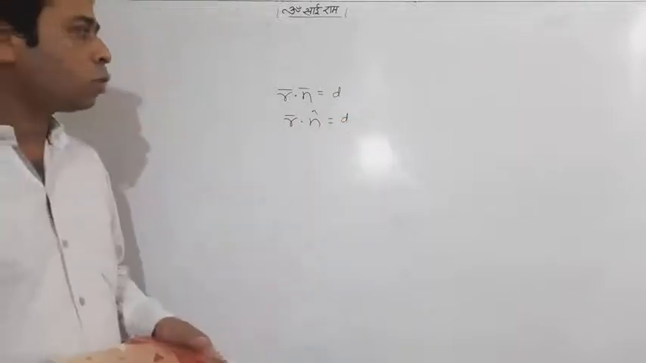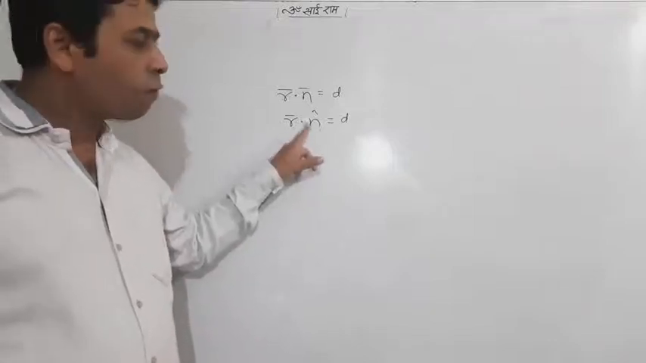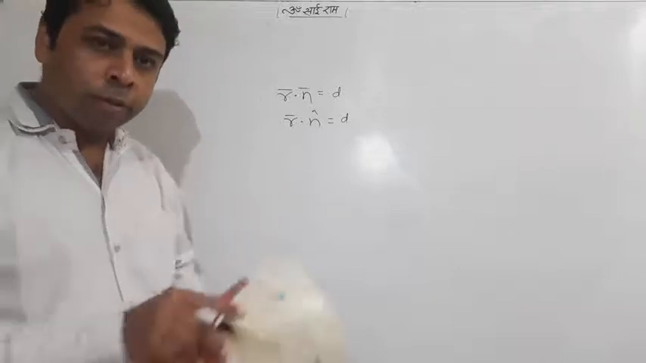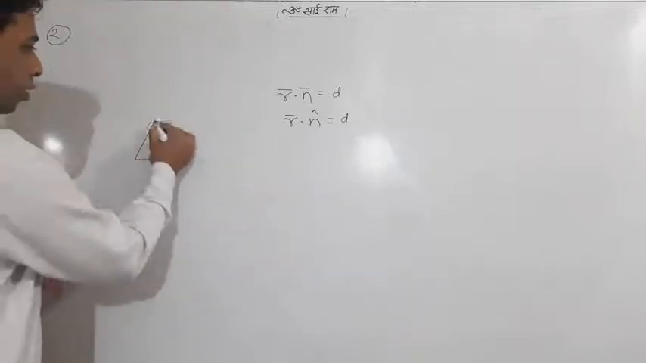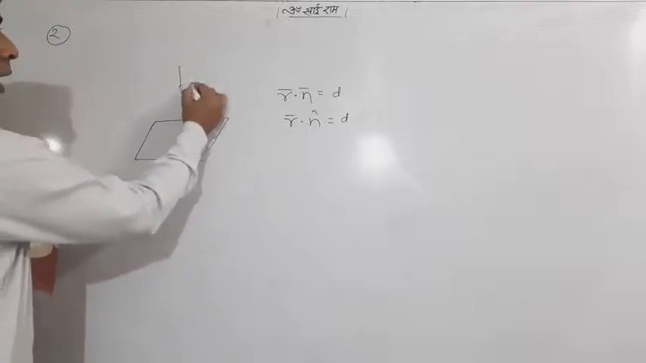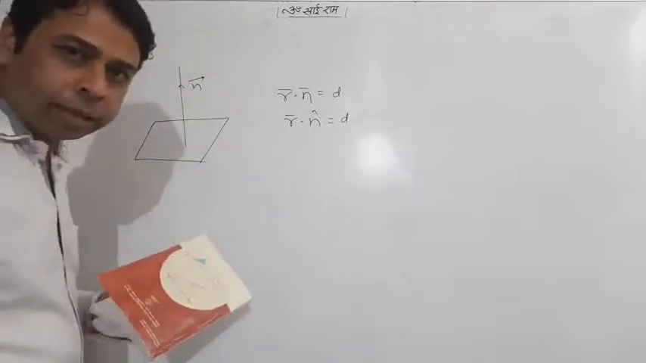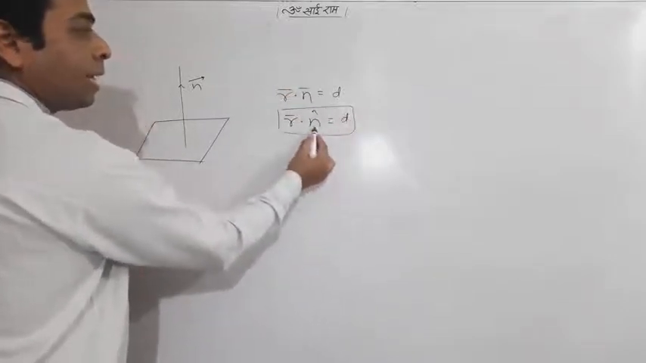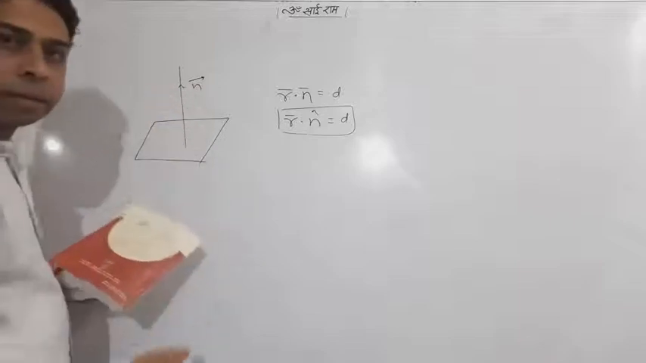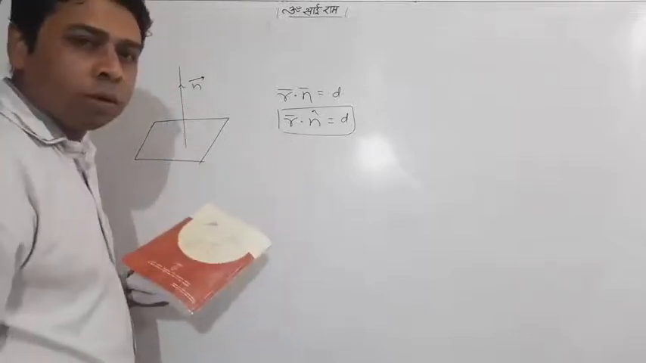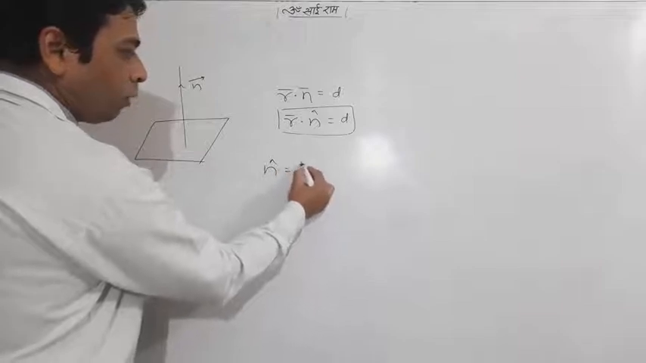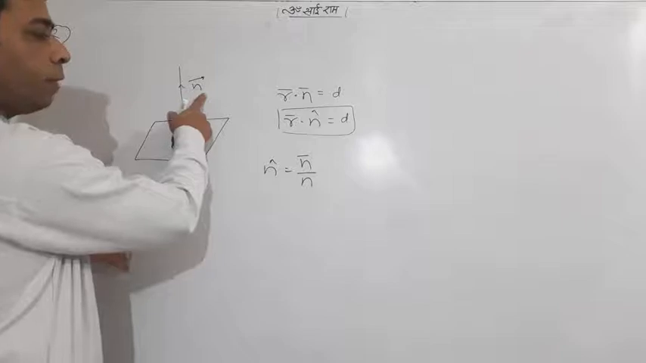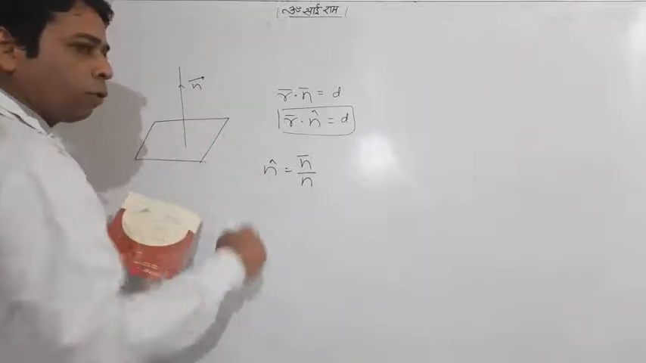What is the difference between these two? This is a specific one where n cap is a unit vector normal to the plane. Can I explain here? Can you see? This is n, and in this particular case, n cap is a unit vector along n, and n cap can be easily found out. What is the formula of n cap? Vector n upon mod n. So if n is given, we can easily find n cap.